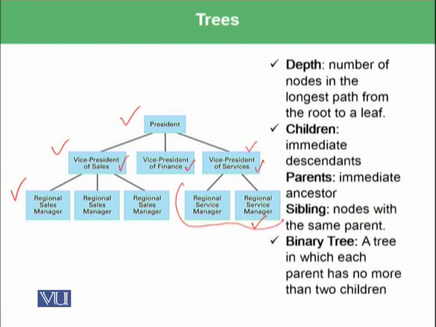Then siblings, nodes with the same parent are called siblings. So these two are siblings because they share the same parent, and these three are siblings because they share the same parent, and all of these are also siblings because they share the same parent. And then there is another concept of a binary tree, a tree in which each parent has no more than 2 children.